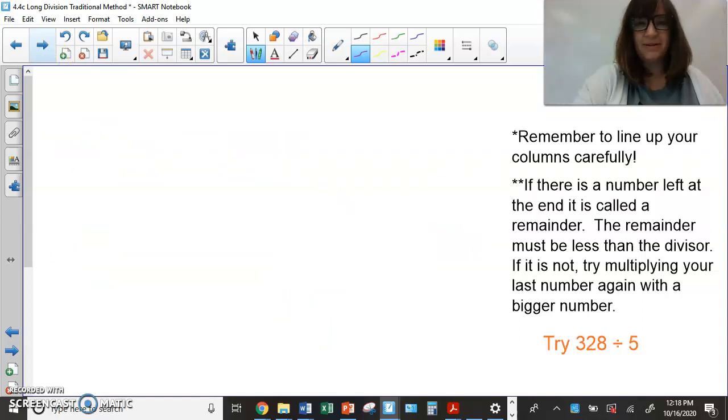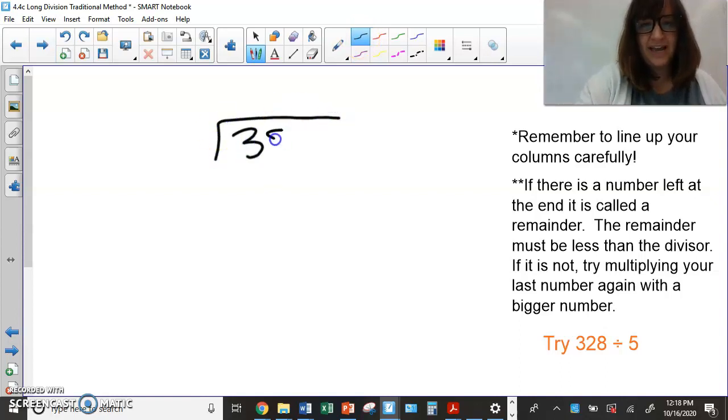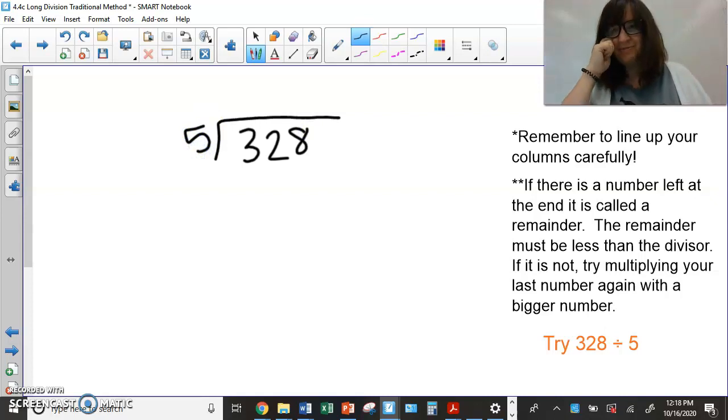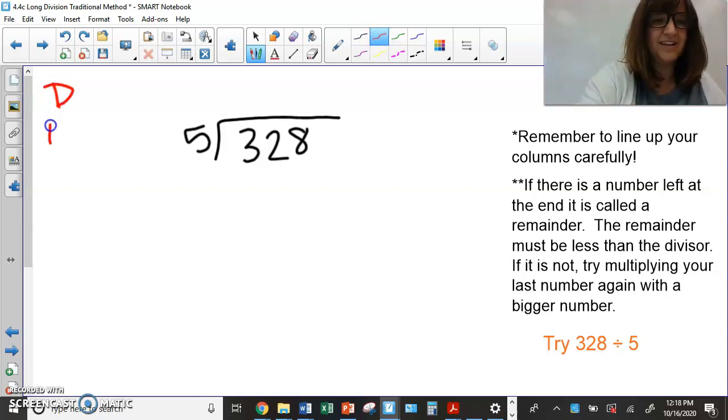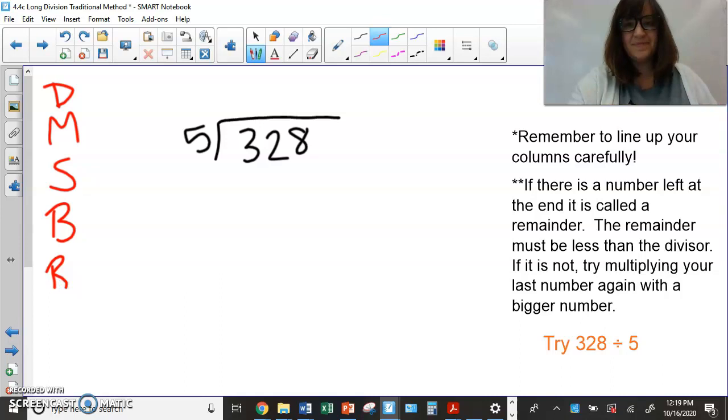Let's do one more problem. 328, oops, divided by 5. You notice how I wrote the problem incorrectly at first? Sometimes that happens. You always want to double check to make sure that you're writing your problem down correctly so that you don't make any mistakes just doing the wrong problem.